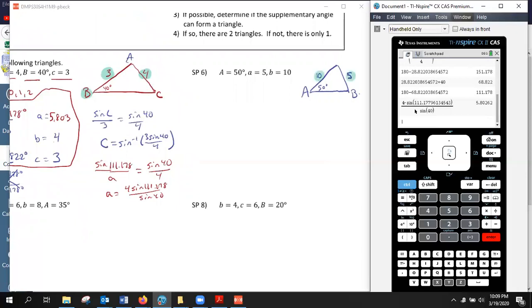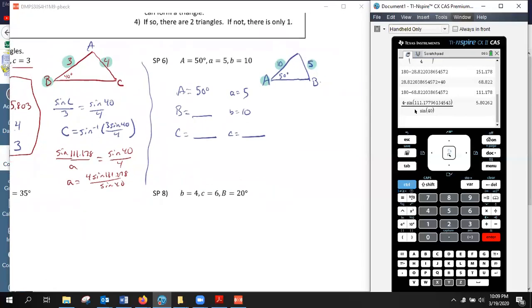Quick check, side-side-angle triangle. Because this is a side-side-angle, I have 0, 1, or 2 possibilities. So let's take a look and say A equals, B equals, C equals. I know that A is 50 degrees. I don't know B, I don't know C. Side A is 5, side B is 10, side C is unknown. Let me change colors. So the first thing I'm going to find is angle B.